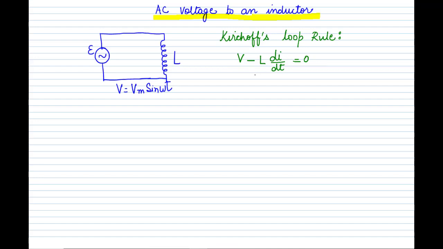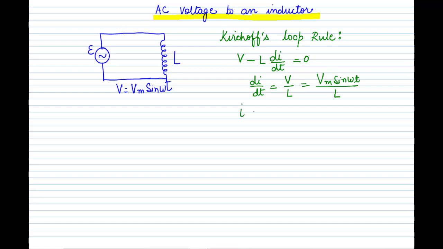From this equation we want to calculate I, so we can know the phase relation between the current and the voltage. We do not have I here, so we first calculate di upon dt. di upon dt is equal to V upon L, which is Vm sin omega t upon L. Now if you want to calculate I, you have to remove the differentiation, and we do the opposite, that is integration. So we integrate with respect to t.